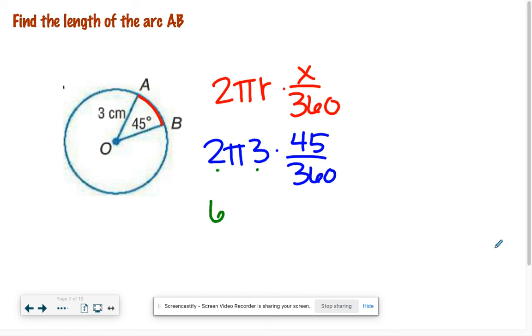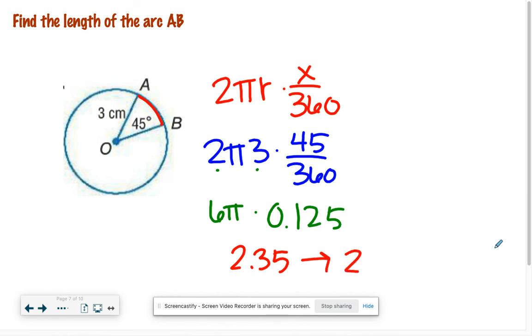2 times 3 is 6 pi. 45 divided by 360 is 0.125. And now I just multiply those together in my calculator to get 2.35. So I don't know, we could say 2.4. And then it's just a linear length, so just centimeters. It's part of your circumference, so it's not squared or cubed, it's just regular centimeters.